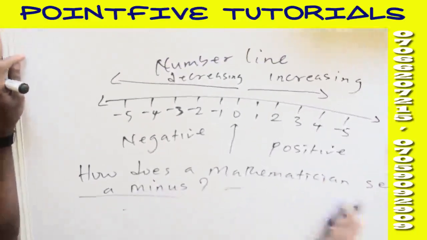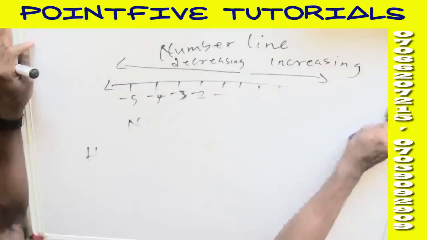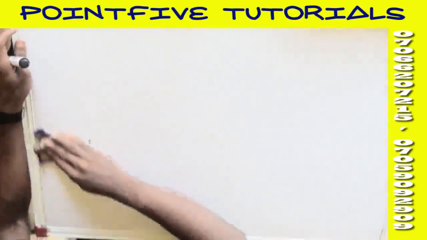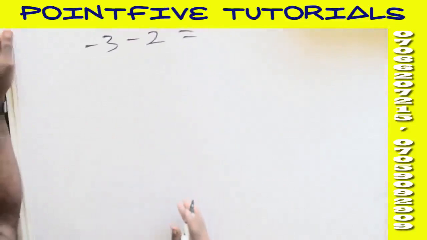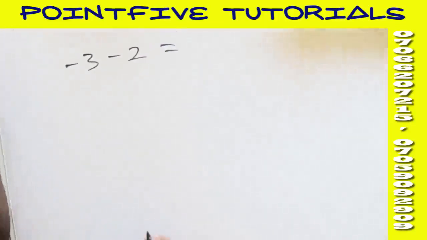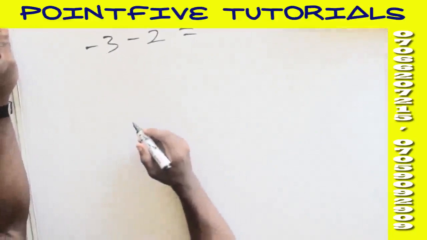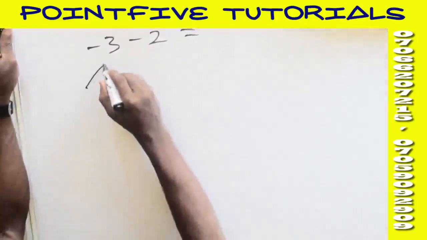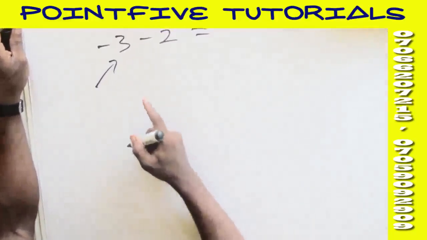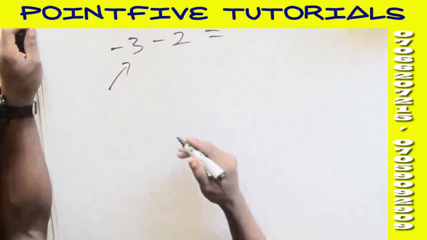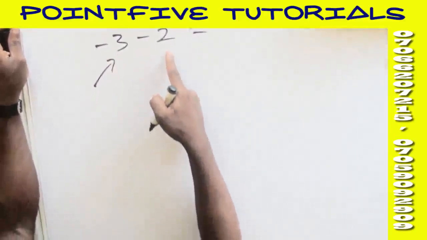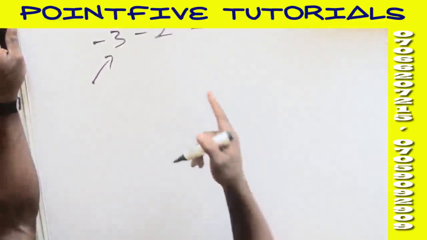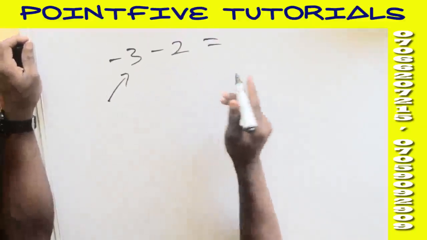Let me also illustrate this further with one that has to do with more than one number. Suppose they say minus 3 minus 2. I ask you, what is the answer to minus 3 and minus 2? Anywhere you see minus, it means that you are owing. We have two minus here, which means we are owing two things. The first one, minus 3, you are owing 3 naira. The second one, minus 2, means you are also owing 2 naira. So the total you are owing here is minus what? 5.